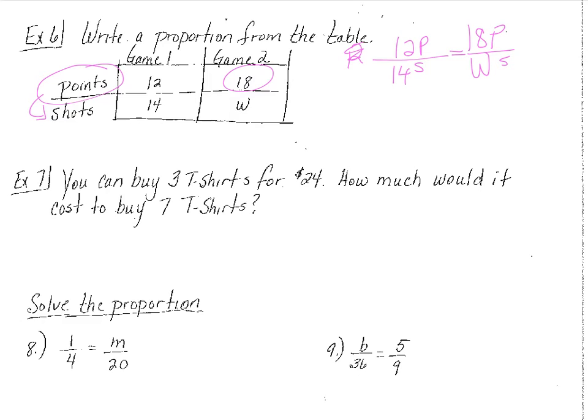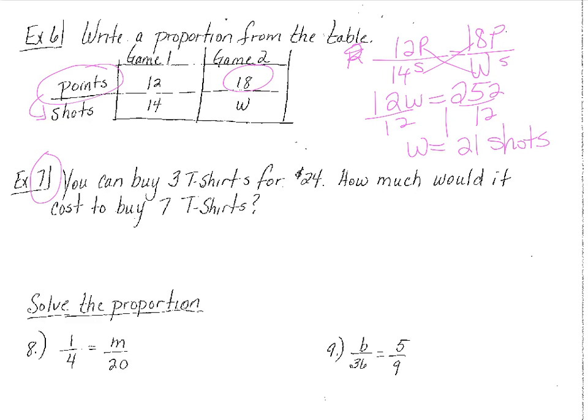How do we solve this? Cross multiply. Here we get 12W equals, and I have to take 14 times 18, which is 252. We're going to put our wall up and divide both sides by 12. And we're going to get the answer of 21. So W is going to be 21 shots. Don't forget to put your label on these too. Okay, I want you guys to do number 7 as well.